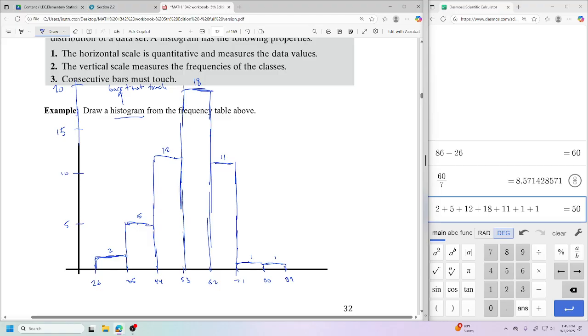Are y'all good with the histogram, by the way? Everyone's okay with that? Just copying it down, right? Just a different format, make it look better.